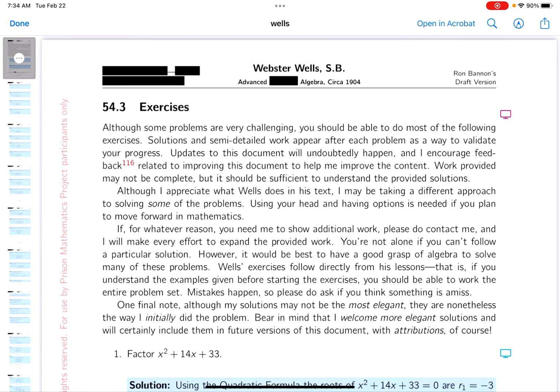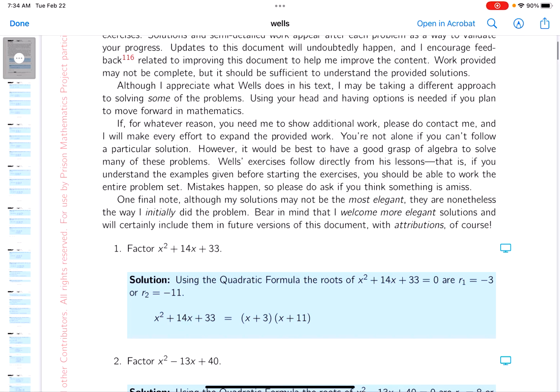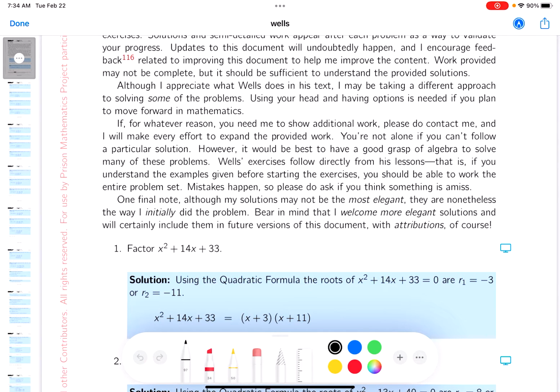54.3, the exercises. We'll start with problem number 1, and they want me to factor it. Certainly, if I were factoring the problem, I would just go for trial and error on it. The reason for that is it looks fairly simple. It's x and x, and with integers, it's simple. 33, 3 and 11, it looks fairly simple. Right, and that does factor that way.